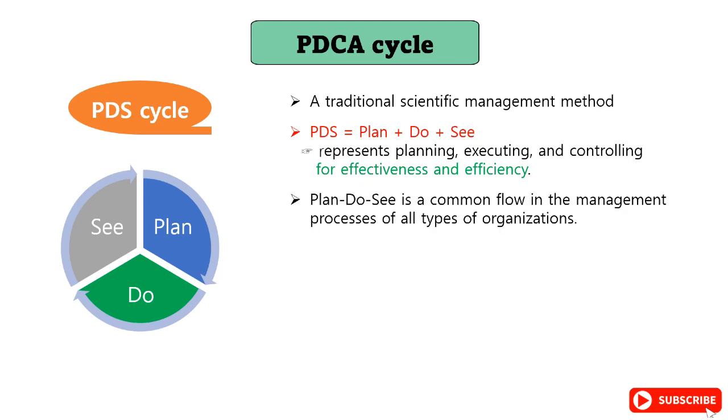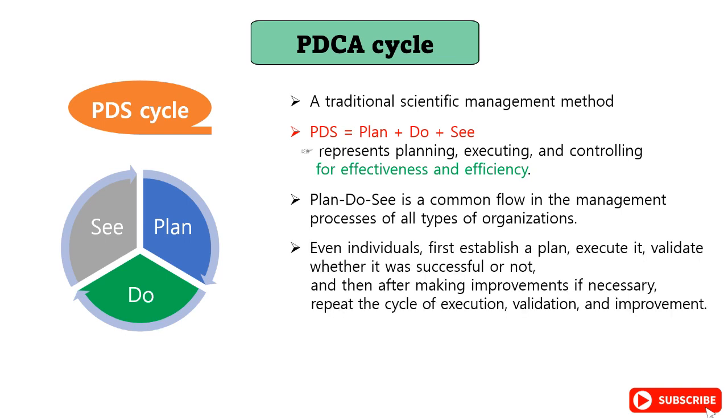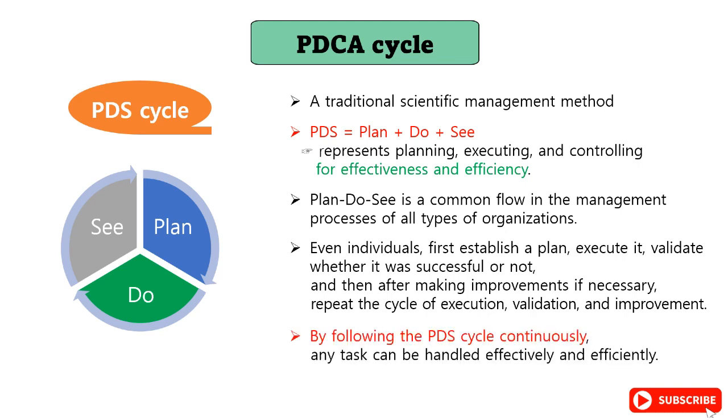Therefore, Plan, Do, See is a common flow in the management processes of all types of organizations, including businesses, governments, and nonprofit organizations. Of course, even individuals, when undertaking any task, first establish a plan, execute it, validate whether it was successful or not, and then, after making improvements if necessary, repeat the cycle of execution, validation, and improvement. By following the PDS cycle continuously, any task can be handled effectively and efficiently.